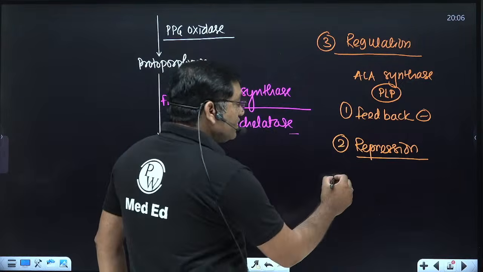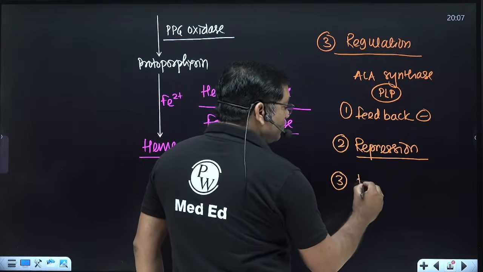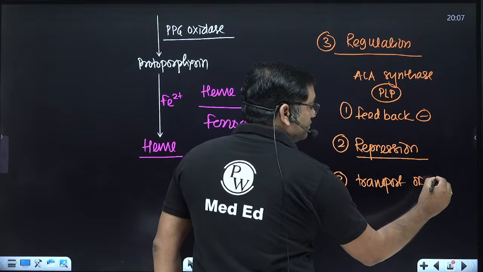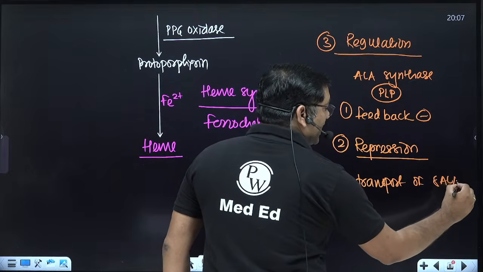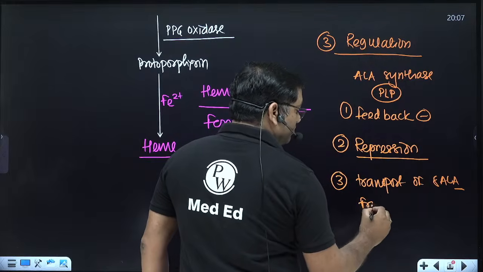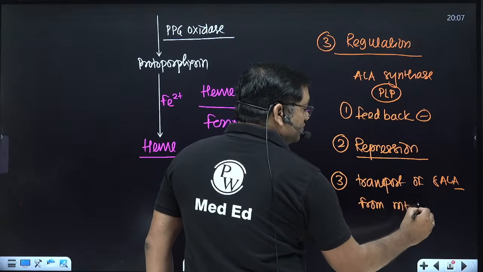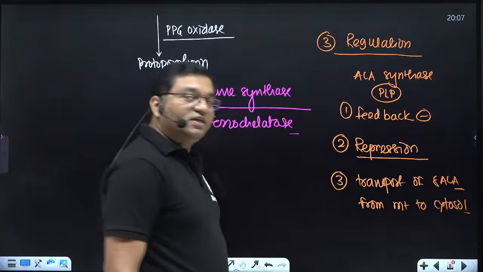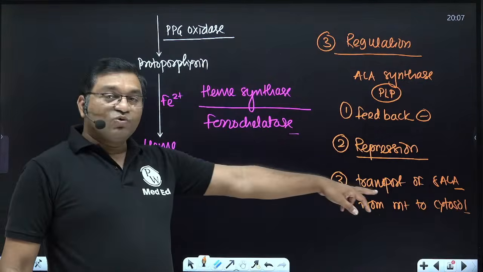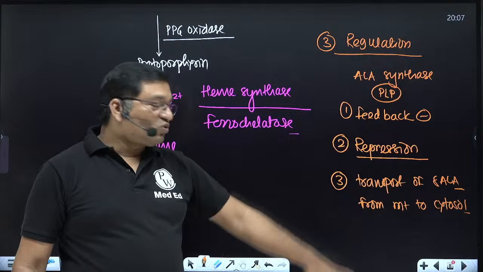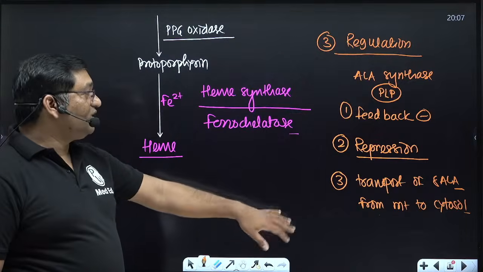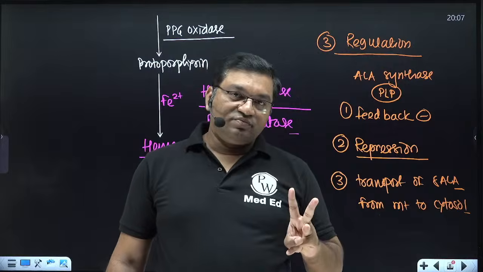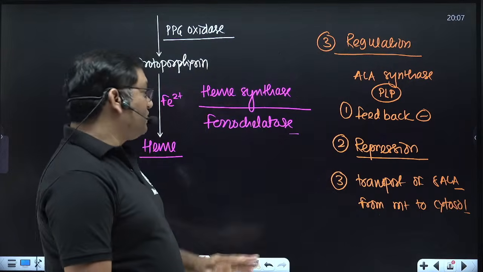And the third one is compartmentalization, the transport of delta aminolevulinic acid from mitochondria to cytosol. It is a regulated process and it is regulated by the heme. So by these three mechanisms, this pathway is regulated.